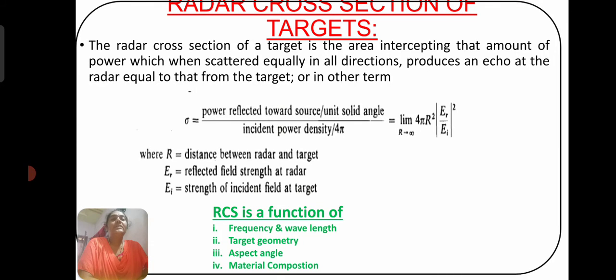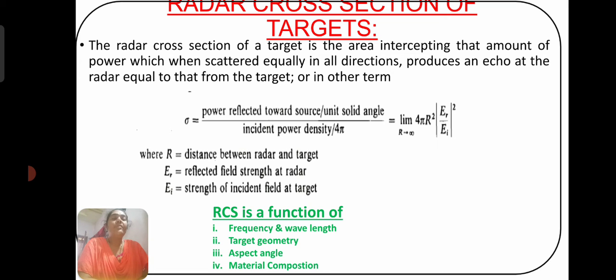So sigma is equal to, here we are calling it sigma, the power reflected towards the source per unit solid angle by the incident power density divided by 4 pi, that is the reflected power by the transmitted power. Where R is the distance between radar and target, Er is the reflected field strength at the radar, and Ei is the strength of the incident field at the target.